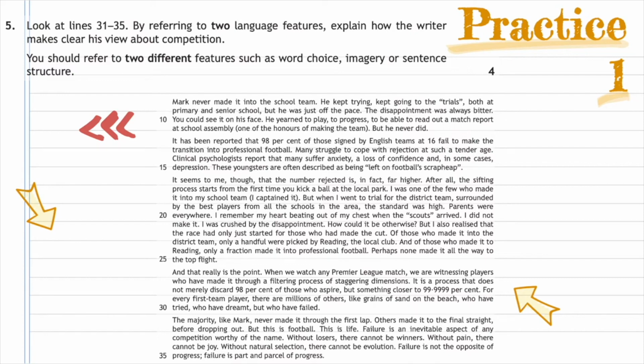First, we need to underline or highlight the relevant part of the question. I know that I'm going to need to look at lines 31 to 35. And I know the question is all about how the writer makes clear his view about competition. So I need to find that passage in this huge article. I'm not going to be overfaced. I'm not going to look at all of this writing and panic. I'm going to go straight to those lines and just focus on those lines alone, which I highlight. In the next slide, we're going to identify imagery within the lines. Feel free to pause before we go over the answer.